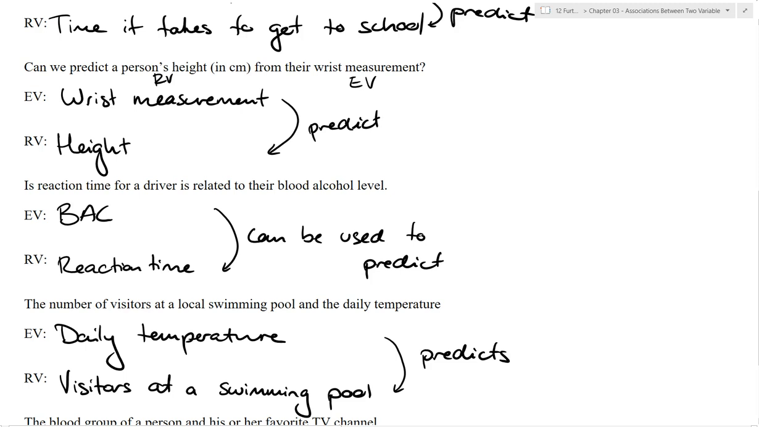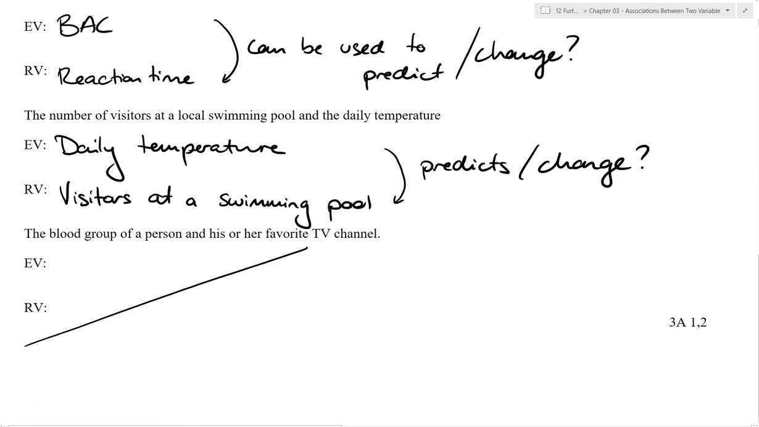In the second one, reaction time for a driver related to their blood alcohol level. Blood alcohol level is the thing that we can measure to hopefully predict reaction time. That's what we're trying to figure out. Is your blood alcohol level going to make a change in your reaction time? The number of visitors to a local swimming pool and daily temperature. Is the daily temperature going to create a change in the number of visitors at a swimming pool? And every now and again you get one that I think is just a little bit silly, like blood group and TV channel, and that's the sort of thing that we don't tend to focus on all that much.